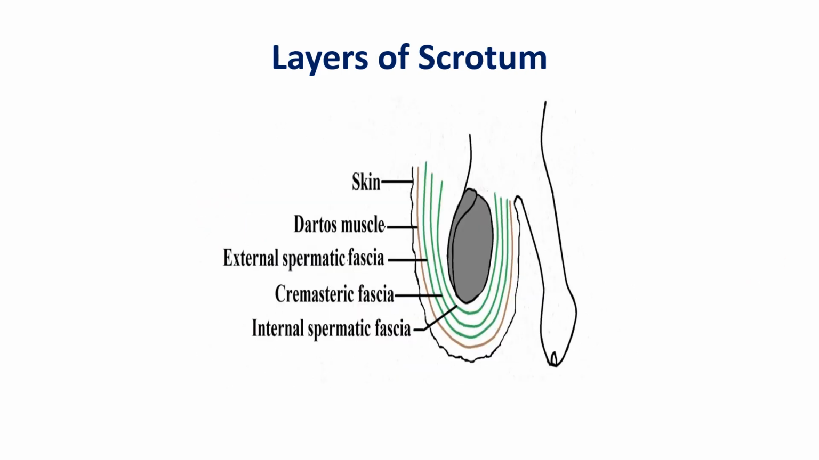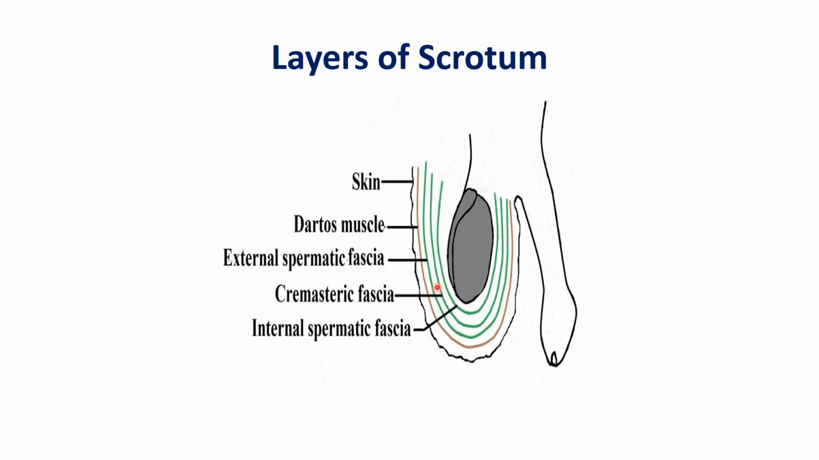Next we come to the layers of the scrotum. Skin is the outermost layer, then there is a subcutaneous muscle called the dartos muscle, which contracts in cold weather to thermoregulate the area so that the testis temperature is maintained for spermatogenesis.